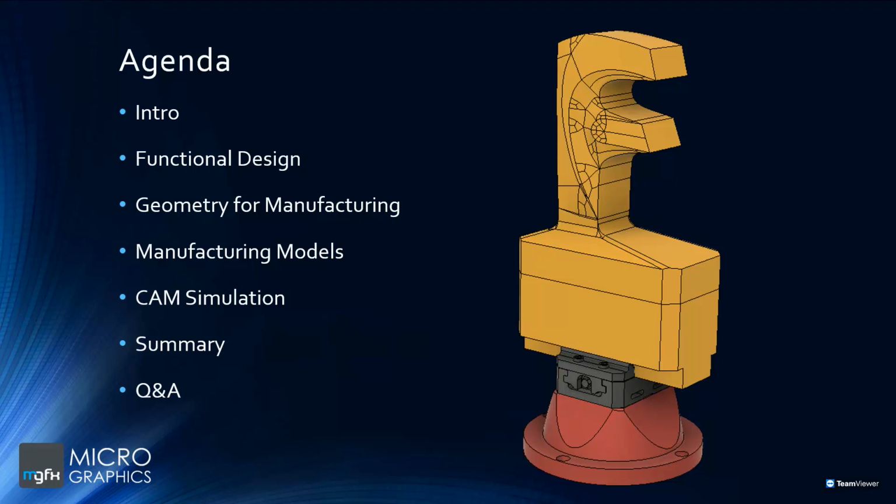Our agenda, we're going to start off with an intro. We're then going to look at what I call functional design. That is the actual component itself, just a quick overview of the design environment, what you can include in the design environment or workspace. Then looking at geometry for manufacturing. What geometry could you include to help the manufacturing process? Manufacturing models. We'll cover what those are, a quick look at some improvements with CAM simulation, and then we'll close off with a summary and Q&A.